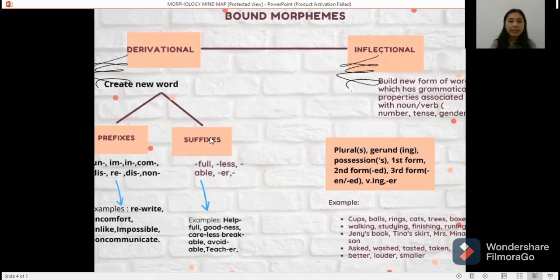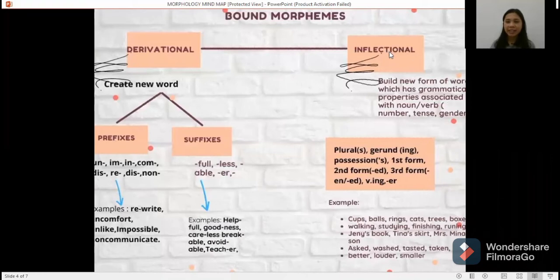So the second is suffixes. There are so many suffixes that come after a base of a word, such as full, beautiful, less, careless, able, breakable, avoidable, or teacher, leader, and etc. So let's see the examples: helpful, goodness, careless, breakable, avoidable, teacher.